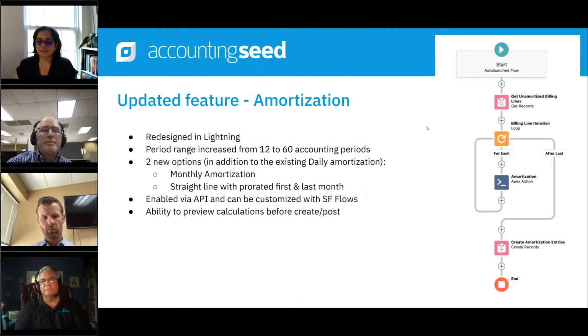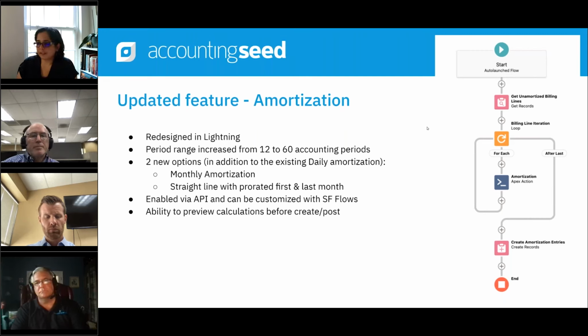The other big feature for Magnolia Home is our amortization update that we are bringing. This is now redesigned completely in Lightning. In the user interface, we've increased the period range. It used to be just 12, now it is 60 accounting periods.